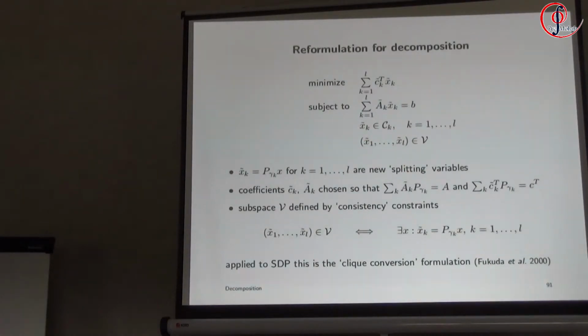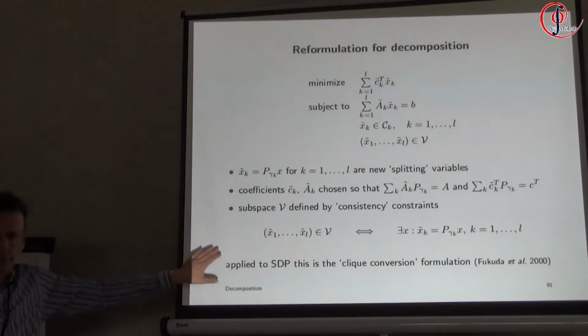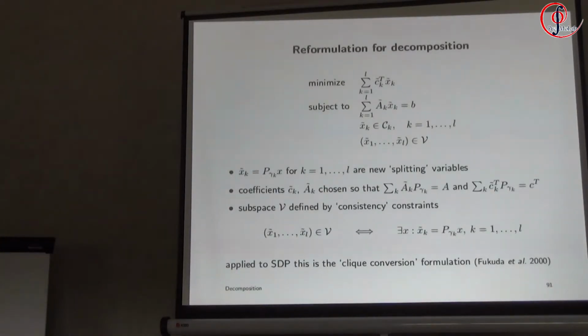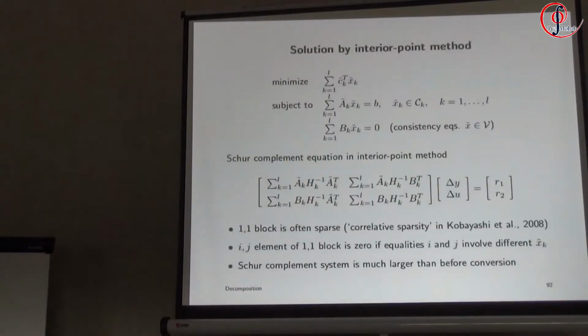They're now independent. And if you apply this to the SDP in this completion formulation, this is known as the clique conversion formulation that was proposed by Fukuda and other people in Kojima's group in 2000. And they actually proposed this for SDP problems where this larger SDP, when we use this decomposition, is easier to solve by interior point methods than the original one. To see when that might be possible, we have to look at the main step of an interior point method.